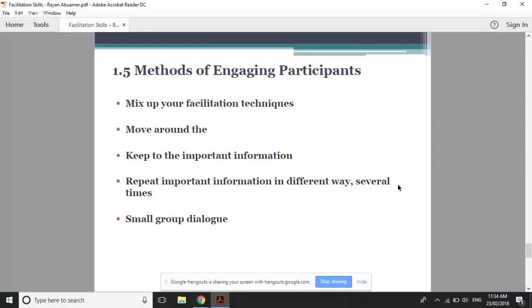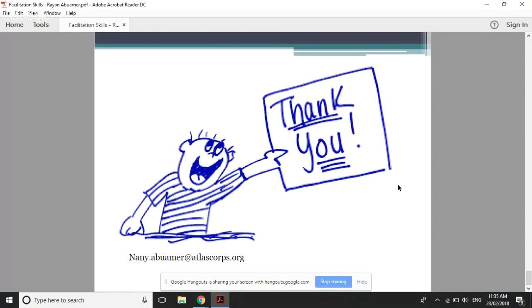Keep the important information. You always need to make sure that the important information is, for example, written or mentioned in the charts, and highlighted for everyone, and always repeat it during the session. And if someone mentions good and important information, make sure that you repeat it in an effective way that grabs everyone's attention to this point. All right, and one of the techniques is small group dialogue. Small group dialogue is always helpful because it makes sure that everyone is challenged and participates in the group dialogue.